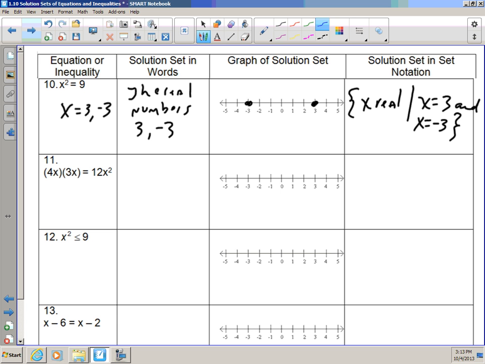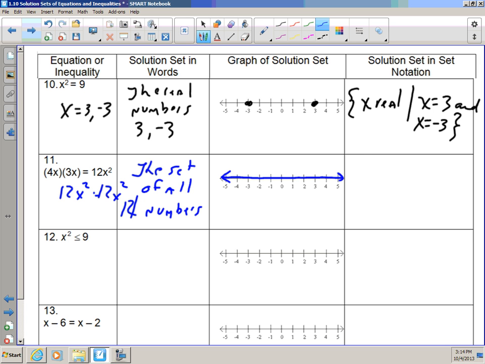Now, if you look at number 11, you're going to see that when you work this out, you will see this is an identity statement. So what is my solution set? The set of all real numbers. How would you put that on a number line? Basically, it's your entire number line with arrows. And how would you write that? Just x is real. Without putting the bar afterwards, you're saying there's no limitation on what x can be. Okay.